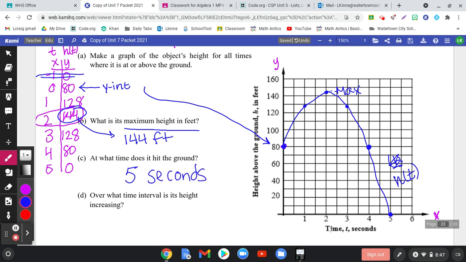And over what time interval is the height increasing? Well, let's see, the object's going up, and then here it turns and goes back down. So between a time of 0 and 2 seconds, it was increasing. Between 2 seconds and 5 seconds, it was decreasing. So over what time interval is it increasing? It started at a time of 0 to a time of 2. After 2 seconds, it started to fall back down.